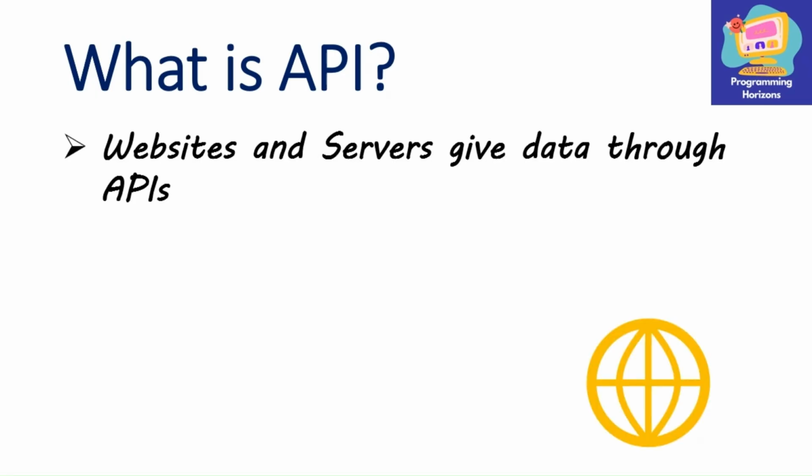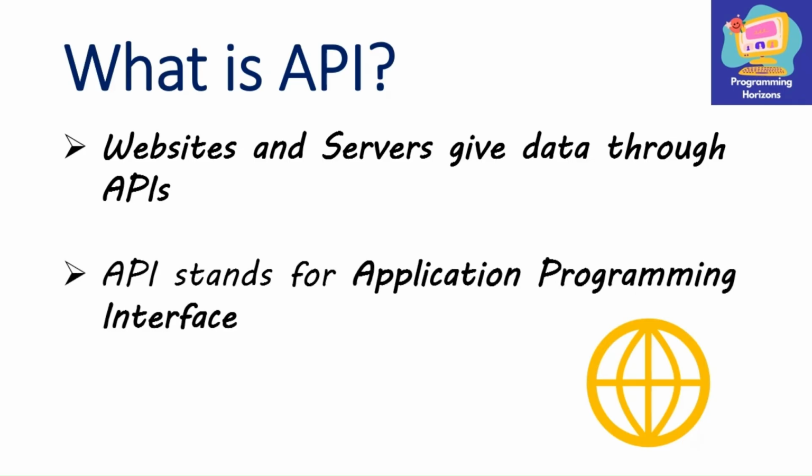Websites and servers don't give data directly. They give data through APIs. API stands for Application Programming Interface. In simple words, an API is a door that allows one program to talk to another program.